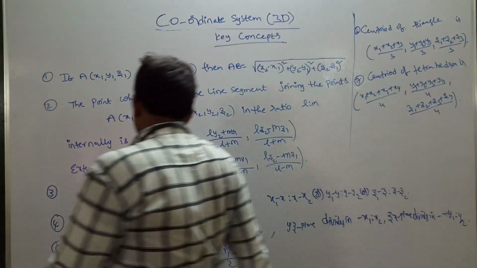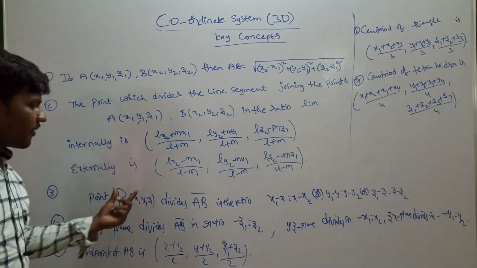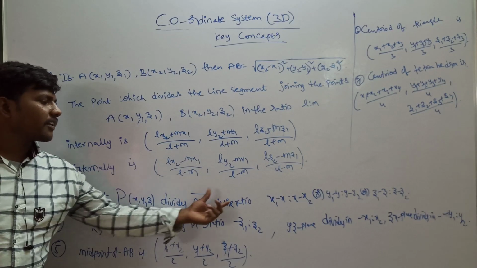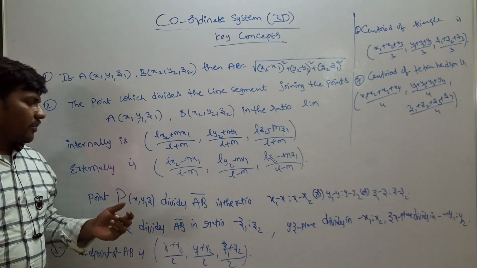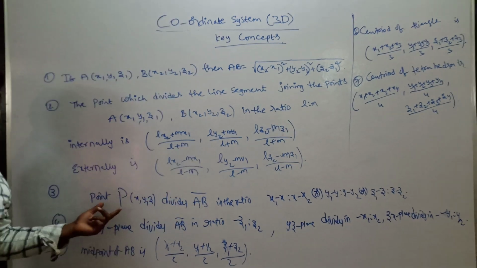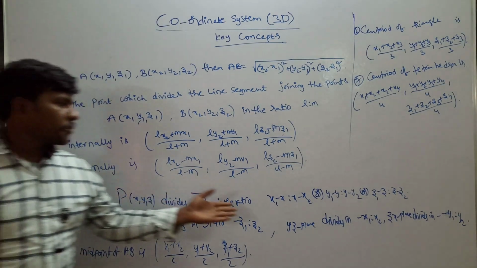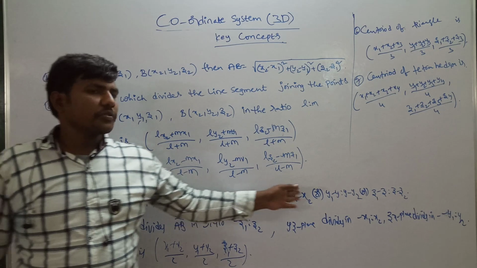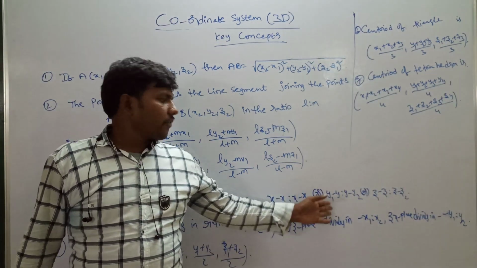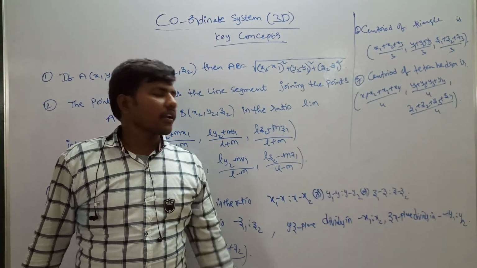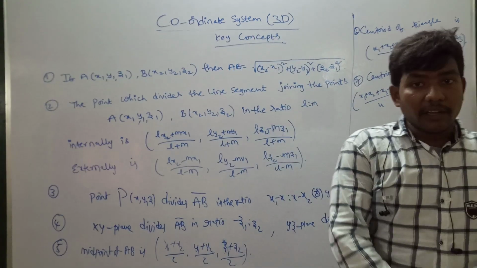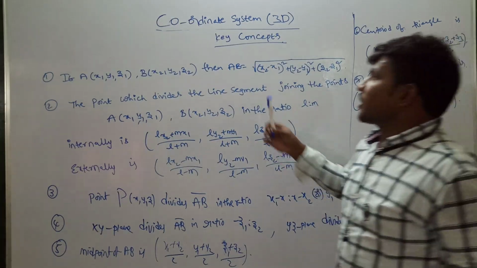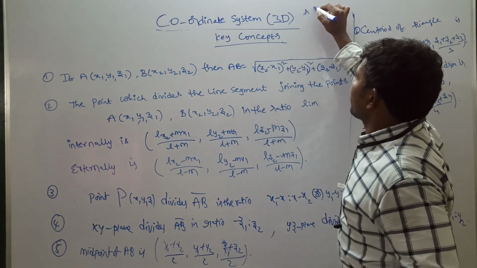Next, the point P(x, y, z) divides the line AB in the ratio x1 minus x is to x minus x2, or y1 minus y is to y minus y2, or z1 minus z is to z minus z2. In this concept we also include the case where three points A, B, C are collinear.